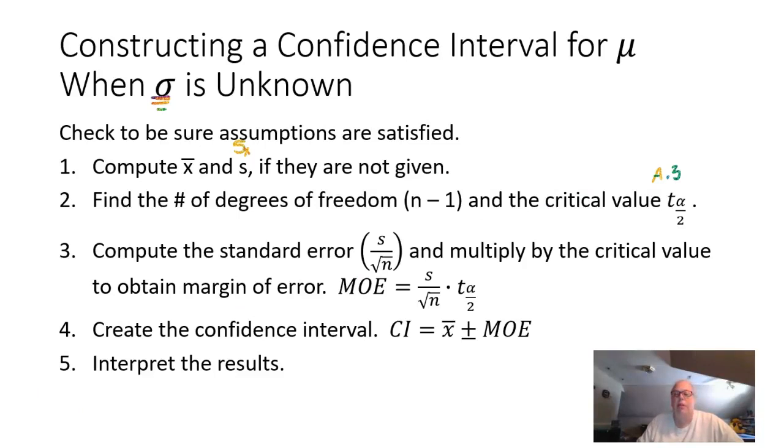Now, to get our confidence interval, all we're going to do is take our mean and add the margin of error. That's going to give us the upper end of our confidence interval. And then we're going to take the mean and subtract the margin of error, and that's going to give us the lower end of our confidence interval.